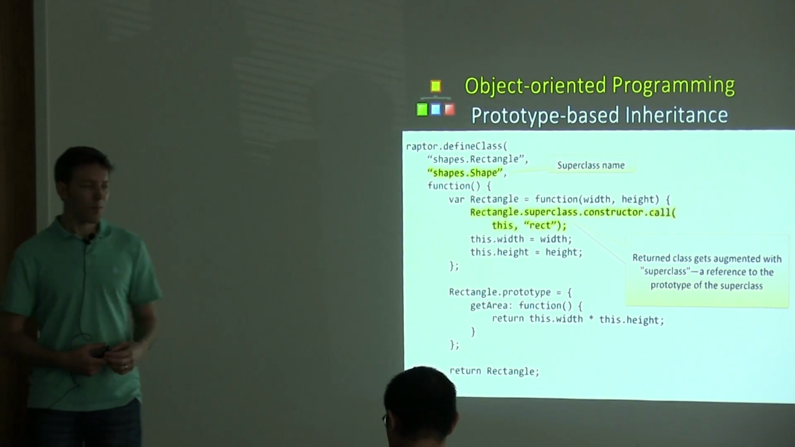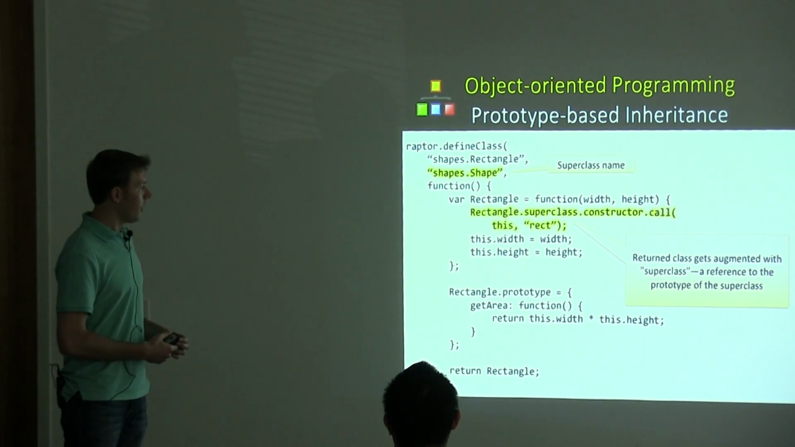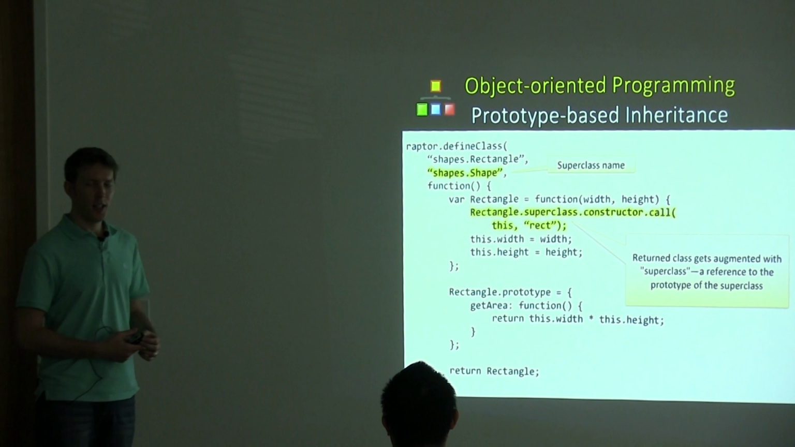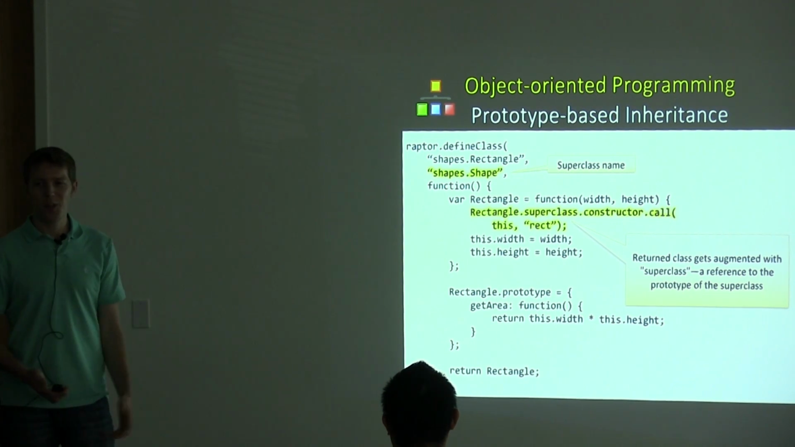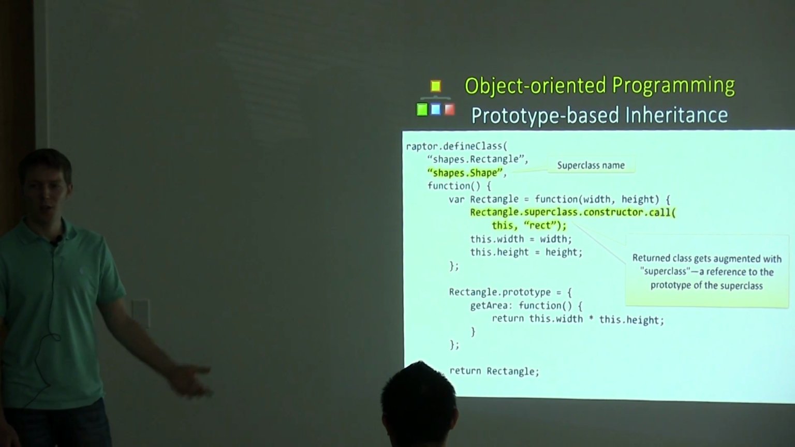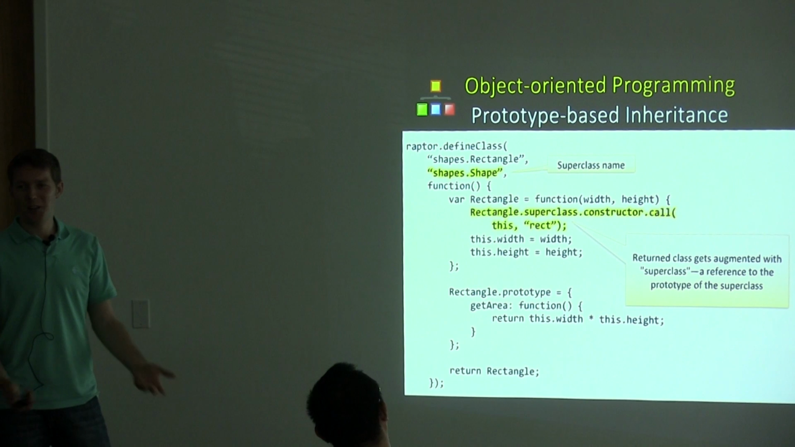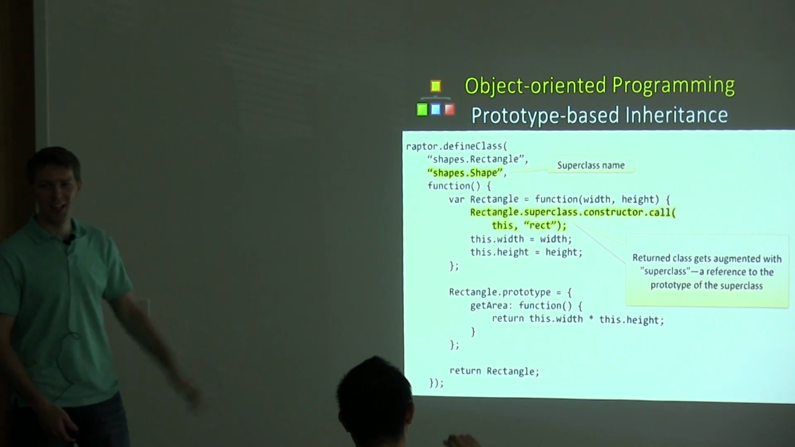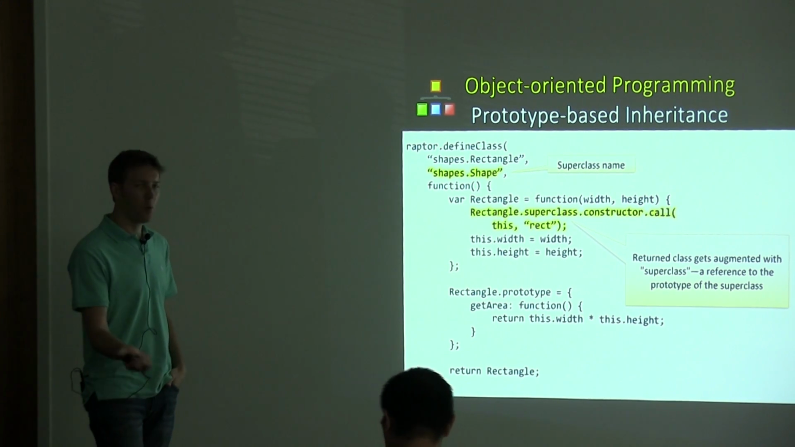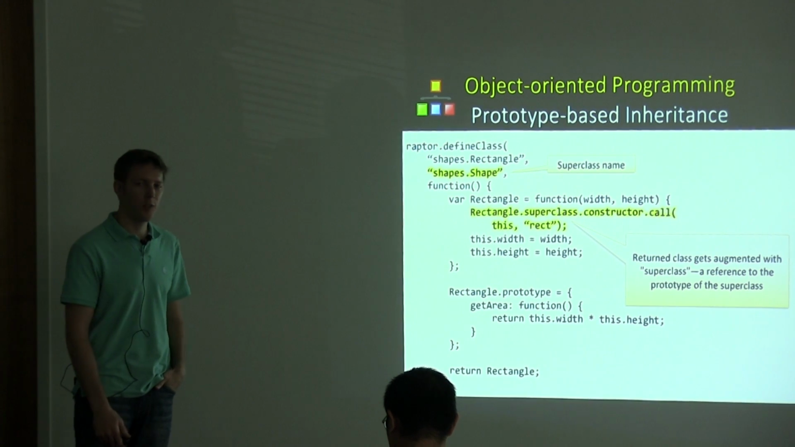What is rect? The string or the actual? That's just for this example. It has no meaning to the actual framework. It's just used by the parent superclass as its type. Maybe it was a bad example, but just ignore it. It's not actually needed. It's just an argument to the constructor function of the superclass.